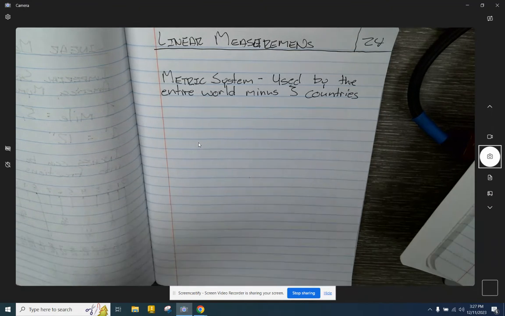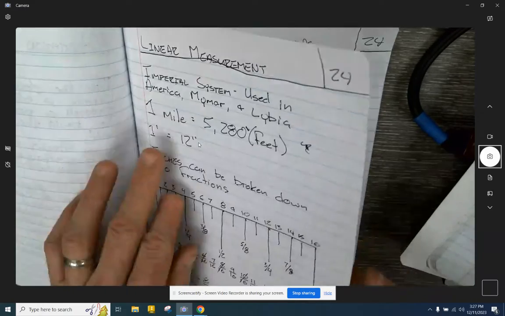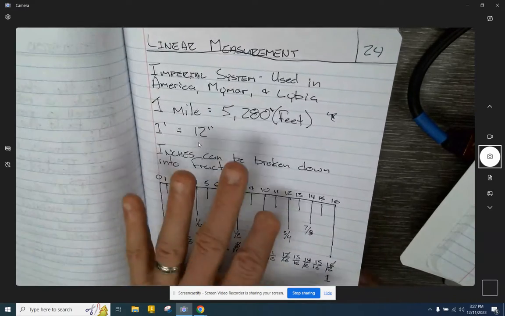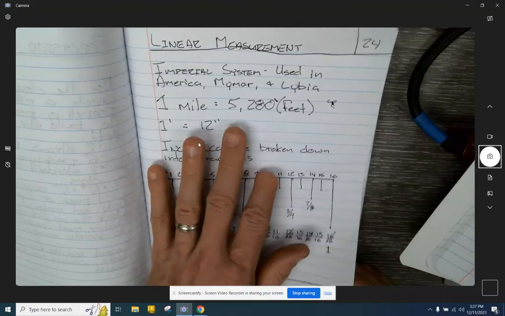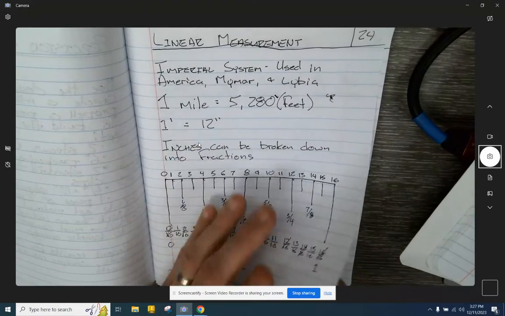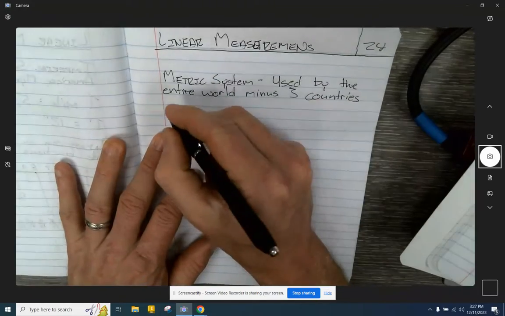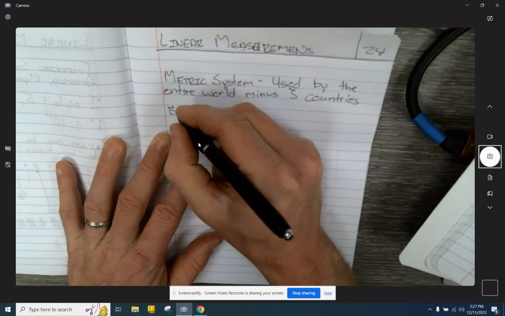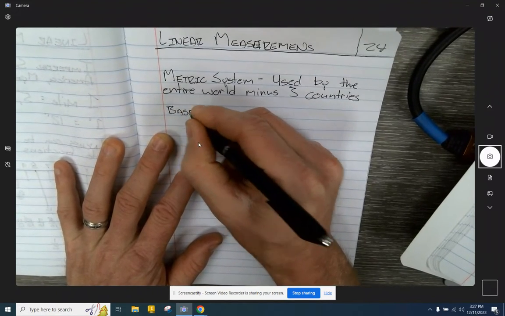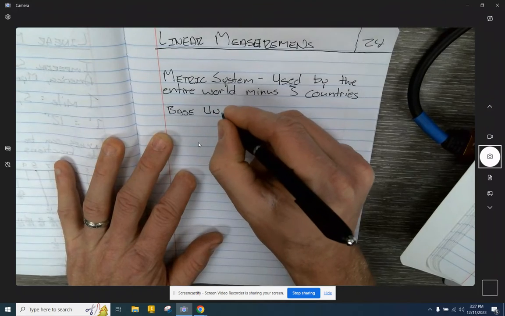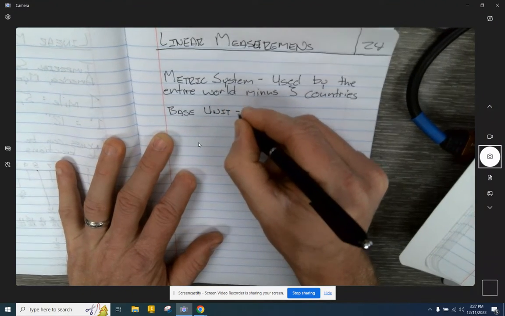Okay, so the metric system is a little different. Like yesterday, we said we got miles, we got feet, inches, fractions, all sorts of stuff. There's really no base unit in this system. In the metric system, the base unit for linear measurement is a meter. And so let's jot that down. The base unit is a meter.